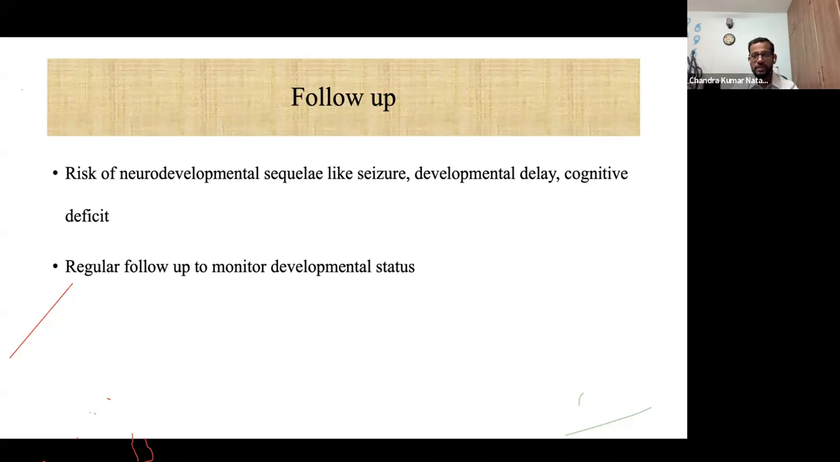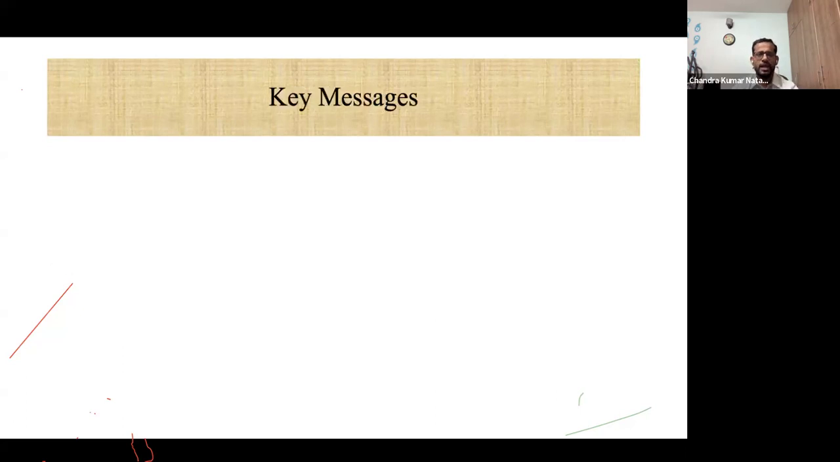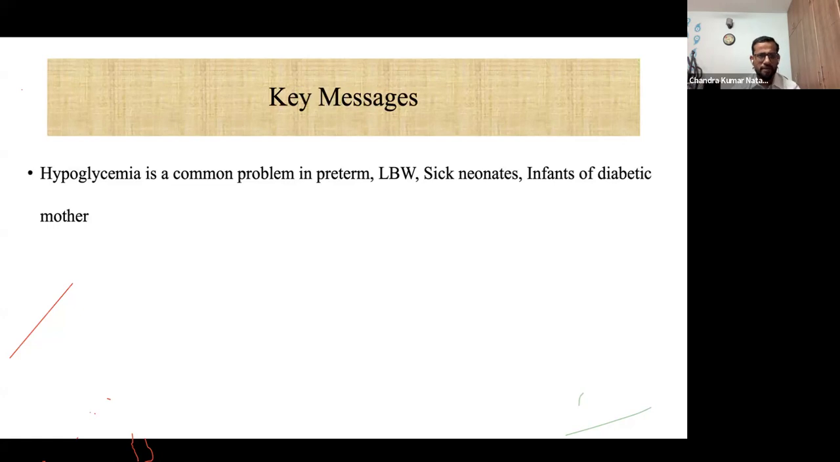When we think as a clinician that there could be some other underlying cause which can contribute to this developmental delay, we may have to investigate. But these babies need to be on long-term follow-up to identify developmental delay, and we need to advise them early intervention.